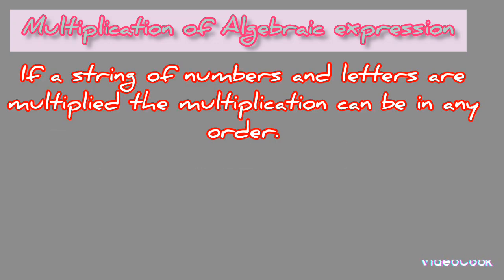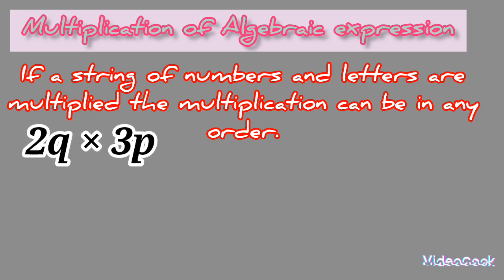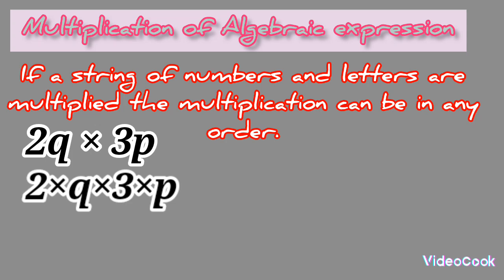The second thing is that if a string of numbers and letters are multiplied, the multiplication can be done in any order. For example, if you had 2q multiplied by 3p, this is the same as saying 2 times q times 3 times p. So we'll just multiply the numbers, which is 2 times 3, which will give us 6, and then write p and q, or the final answer would be 6qp.